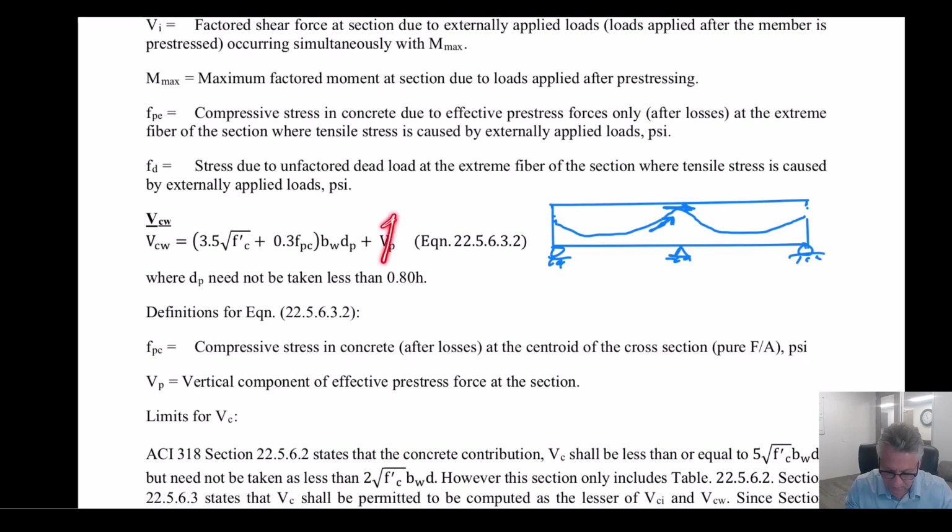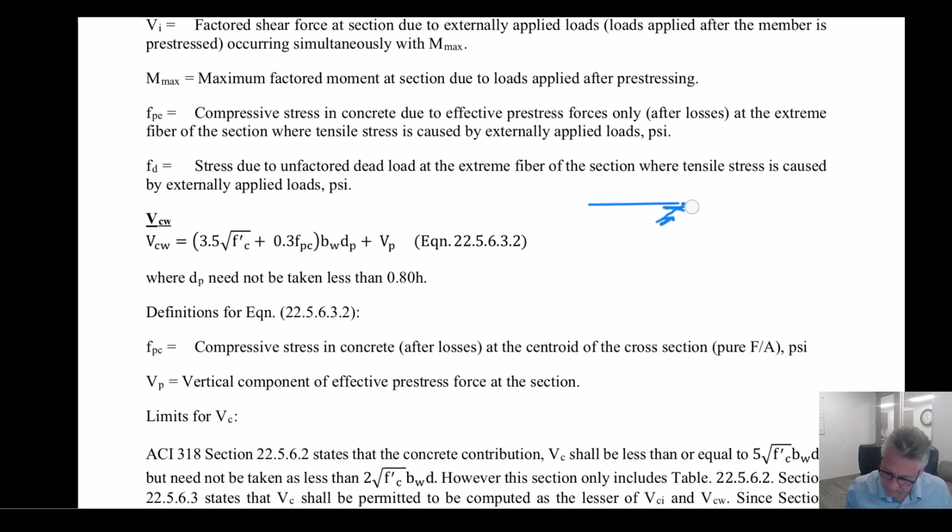So every software program, every example ignores that term. It just says we're not going to take advantage. We'll be conservative, and we will not take advantage of whatever the vertical component of the pre-stressing happens to be. Okay, so the equation actually makes some sense. It actually has something to do with pre-stressing, amazingly.